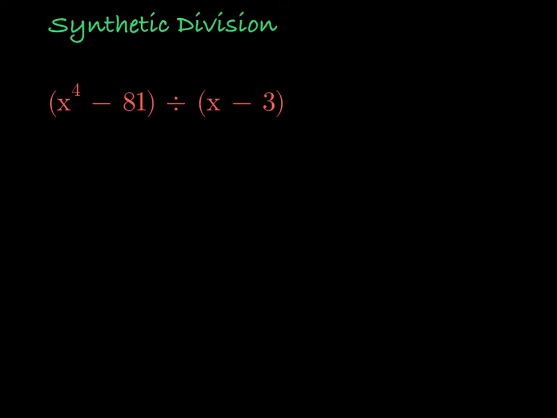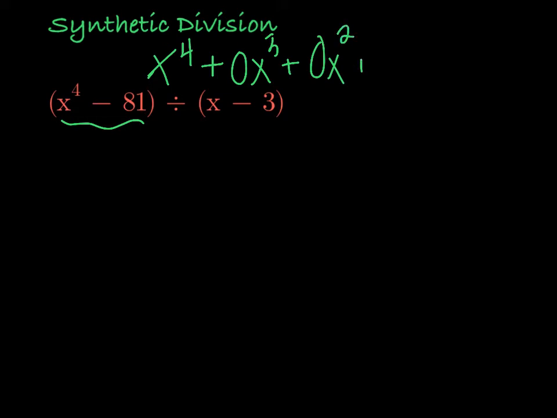This next example is a little different, and the reason why is if we look at our given polynomial, our dividend, x to the 4th minus 81, it is missing terms. If you remember what we talked about earlier about missing terms, we must use a placeholder 0 to represent the missing terms. So this polynomial should say x to the 4th plus 0x to the 3rd, because it's missing x to the 3rd, plus 0x squared, it's missing that, plus 0x, then the minus 81. Anytime we're missing terms, you must use 0 as a placeholder.